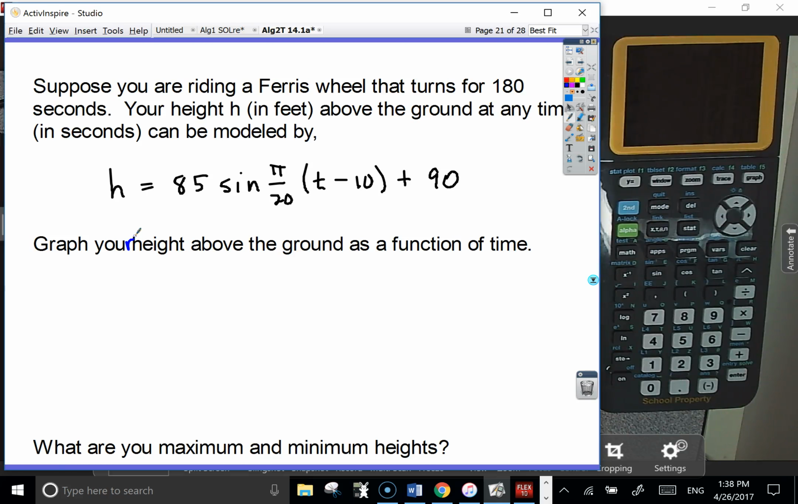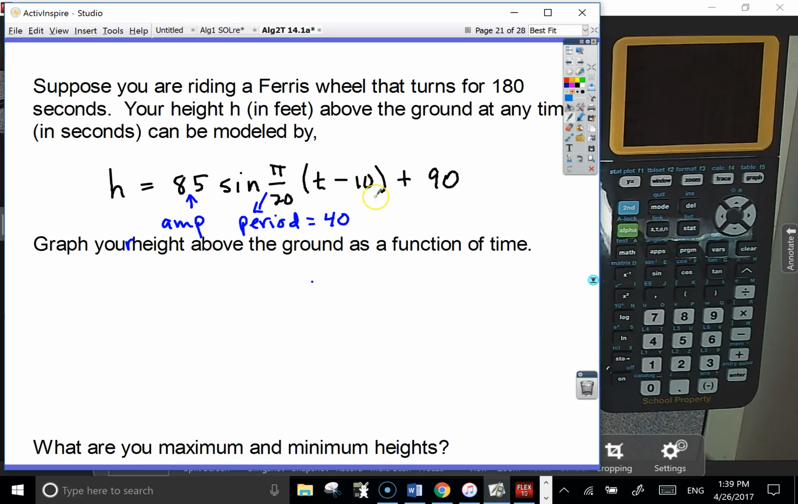So let's see. What is the 85 telling you? That's the amplitude, right? What is the pi over 20 telling you? Okay, so what is the period? What is 2 pi divided by pi over 20? Well, 2 pi divided by pi over 20 is like 2 pi times 20 over pi. The pi's cancel, 2 times 20 is 40.